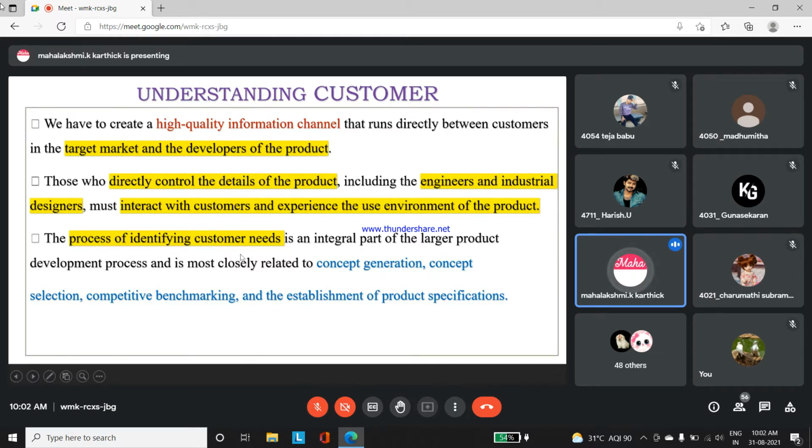The process of identifying the customer need is very important. It's a vital, integral, important part of a larger product development process.